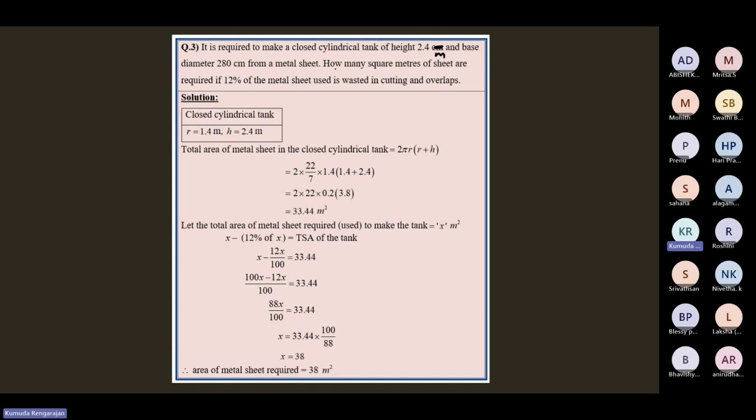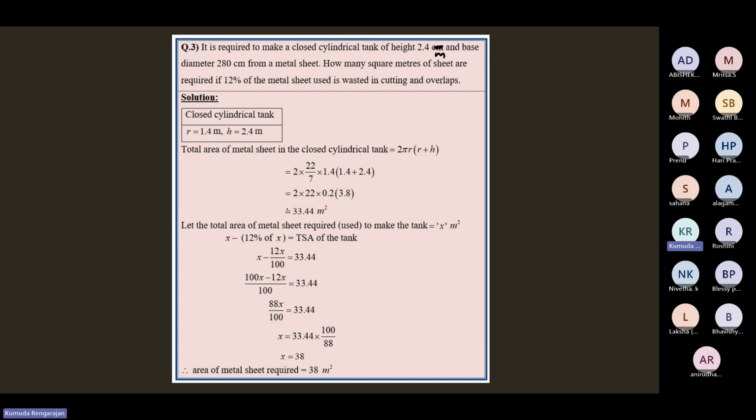Now, further, how much metal sheet do you need? 33.44 meters square. So much metal sheet you need. But what is given in the question? 12% of the metal sheet used is wasted in cutting and overlaps. That means, supposing you buy 33.44 meters square of metal sheet from the market, 12% will be wasted.